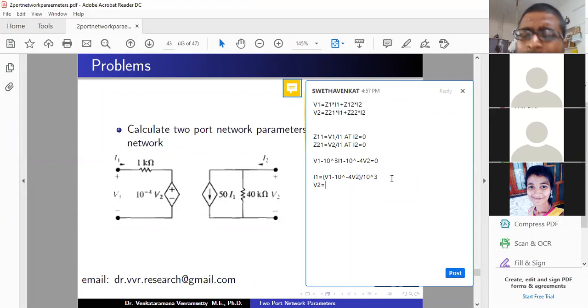Right or wrong doesn't matter, I will correct it. Across the 40 kilo ohm, I want to calculate the voltage, that is V2. So how am I able to calculate the voltage across the 40 kilo ohm?